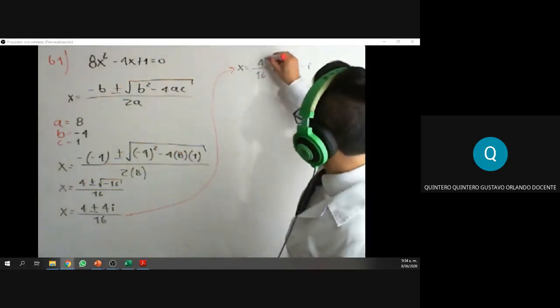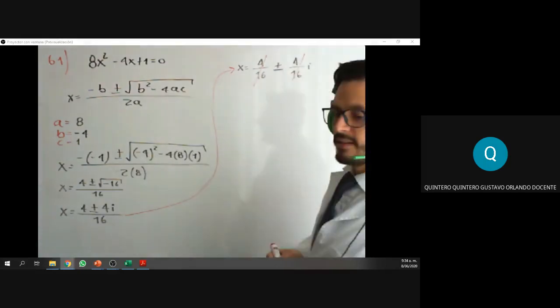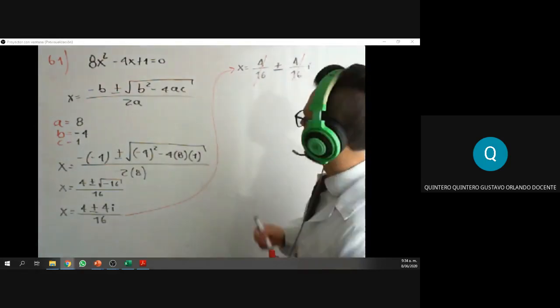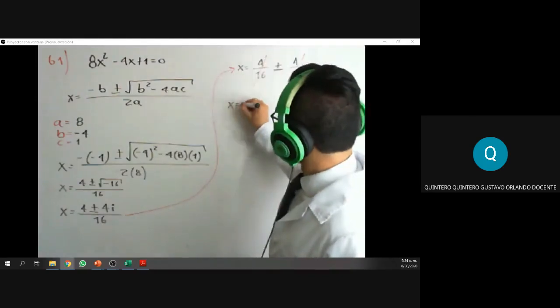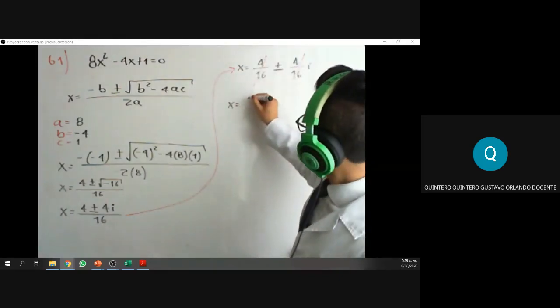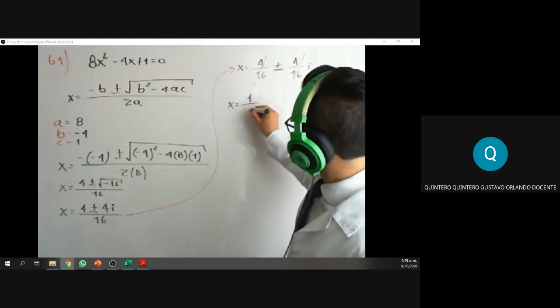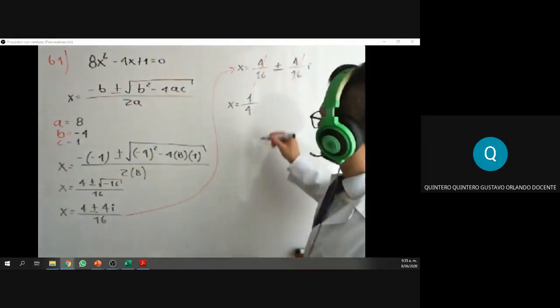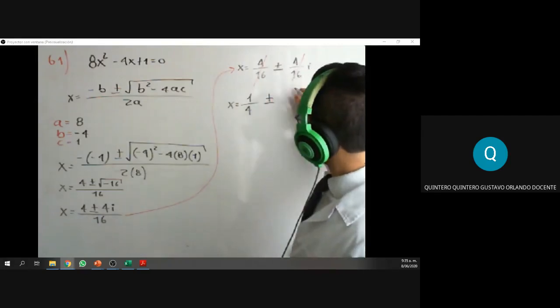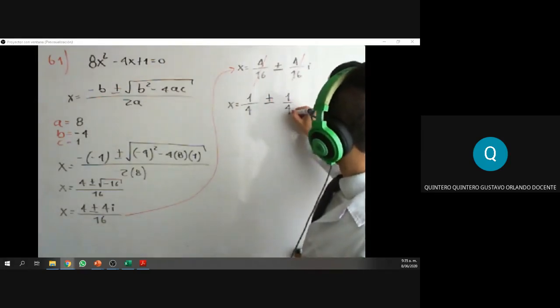Now, we can do some simplifications in here. We can simplify this, and we can also simplify this, right? If we simplify, the solutions will be x equal to 1 over 4, which is the simplification of 4 over 16, plus or minus 1 over 4i.